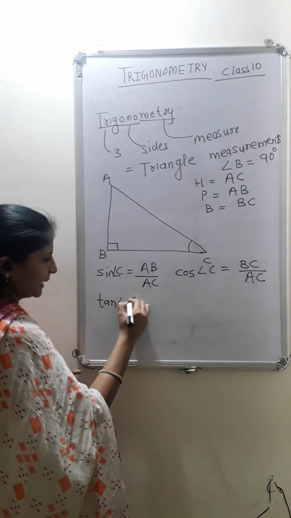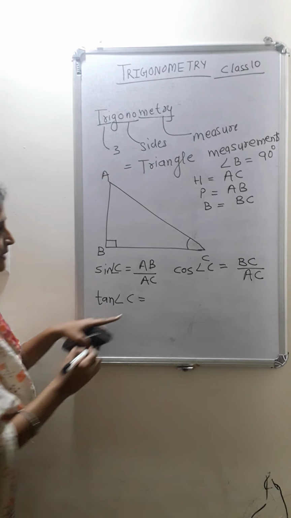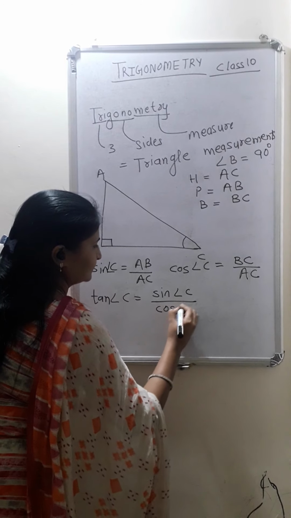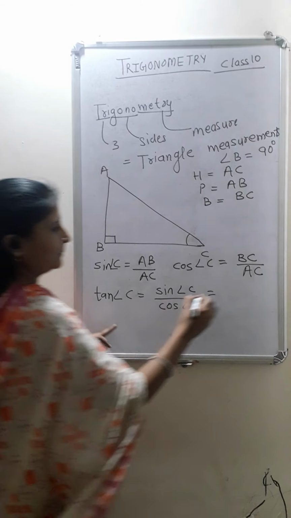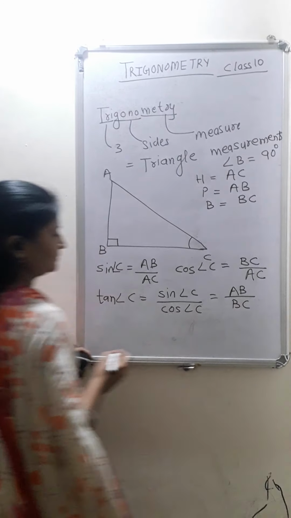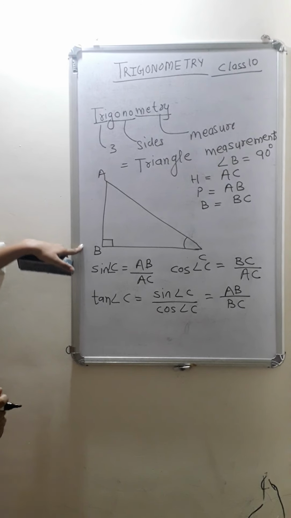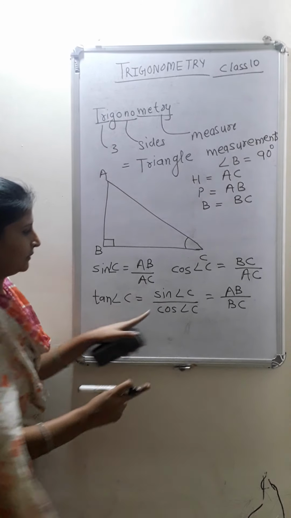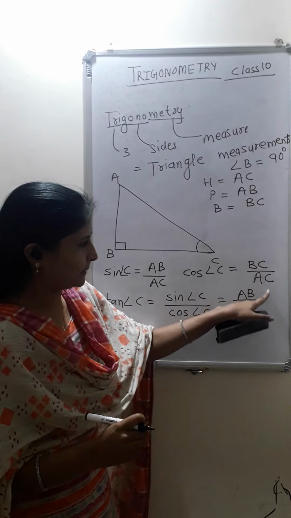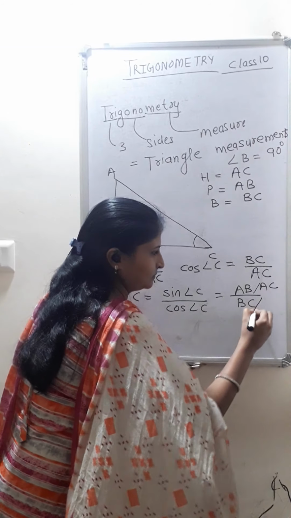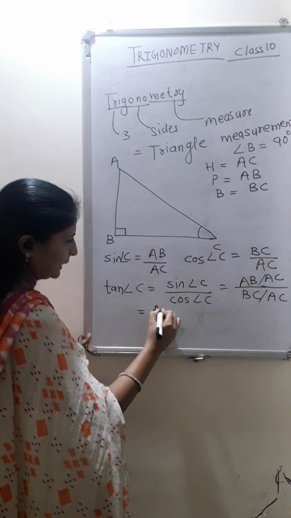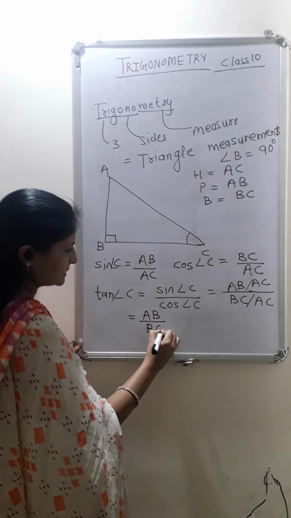Now what will be tan of angle C then? Tan of angle C is sine angle C divided by cos angle C. Or we can say perpendicular upon base. For angle C, perpendicular is AB and base is BC. Why do we get this? Because when we divide these two trigonometric ratios, AB upon AC and BC upon AC, these two terms will get cancelled, and finally we are going to get AB upon BC.